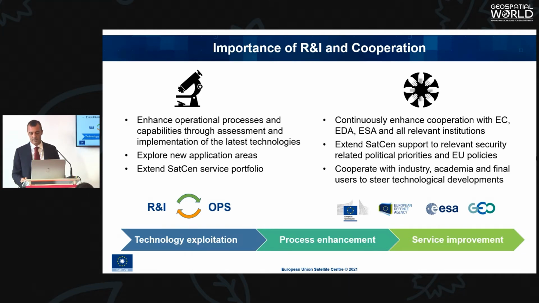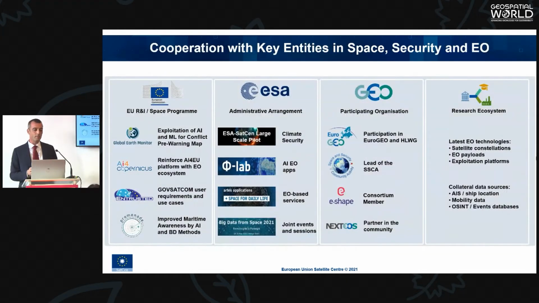Let me just spend one slide more on the cooperation that we currently have in place with the key entities in the space and security and Earth observation domain. Let's start with the Commission. So we are involved in a number of R&I programs, mainly in the Horizon 2020 framework, as well as in the space programs. Okay, I will not mention SatCen, as you know, is an entrusted entity for managing the Copernicus security service related to support external action.